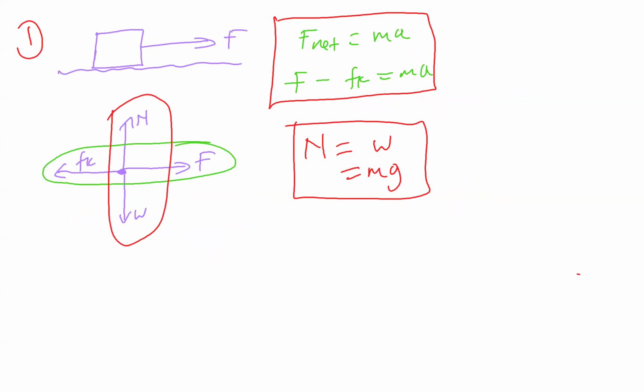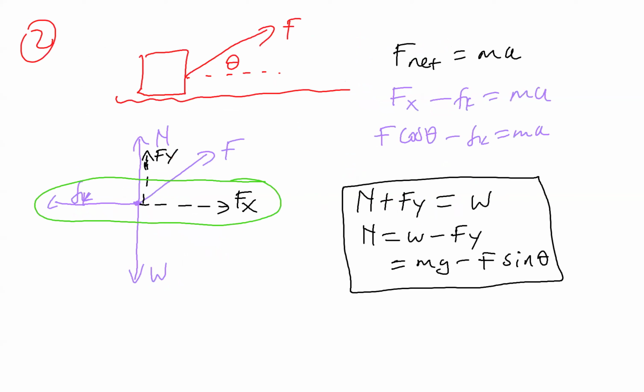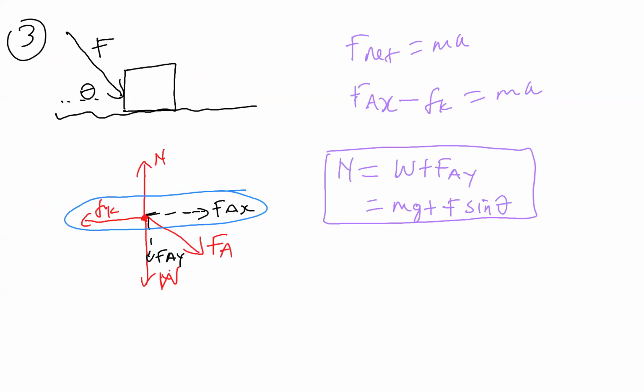Because the force is applied parallel to the surface. Then we move to normal force equals weight minus Fy. The pulling force is applied at an angle. Then now we have this normal force as weight plus... I hope it's clear, ne?